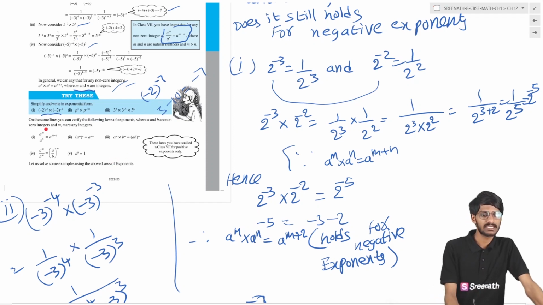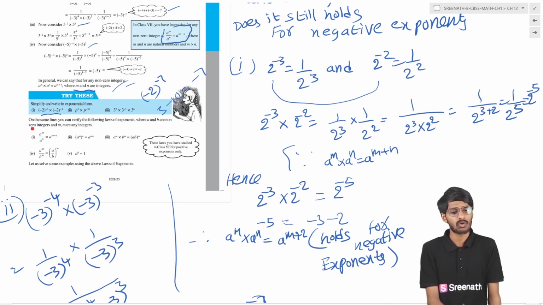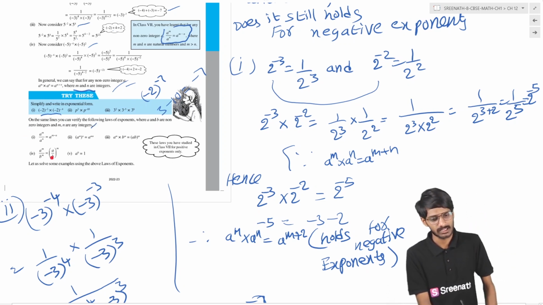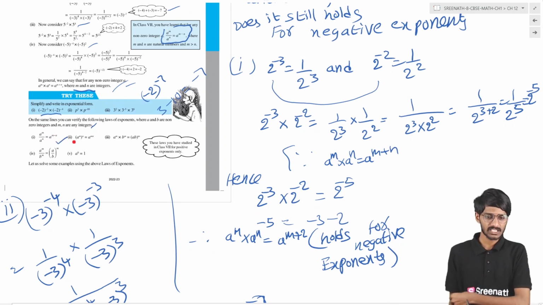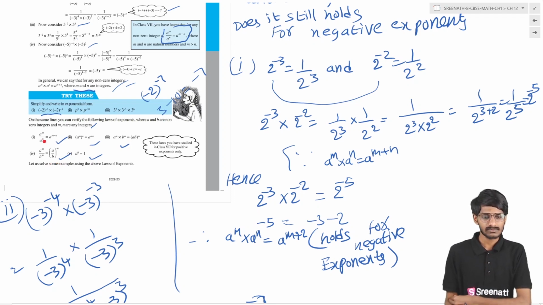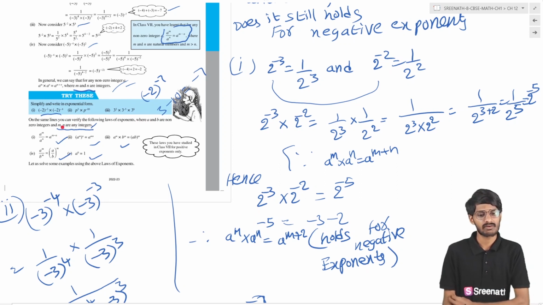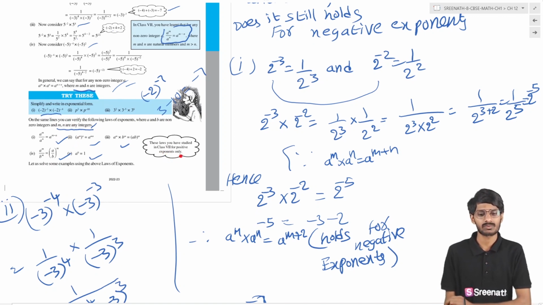Okay, students, on the same lines you can verify the following laws for exponents where a and b are non-zero integers and m and n are integers. So according to that formula, these formulas are also valid. You can check for these formulas also. So here also m and n are integers. For positive and negative integer values of m and n, these laws, which we studied in class 7th for positive exponents only, hold.